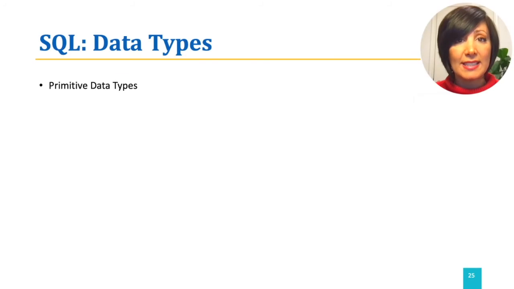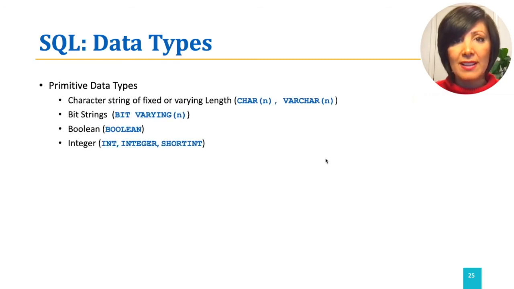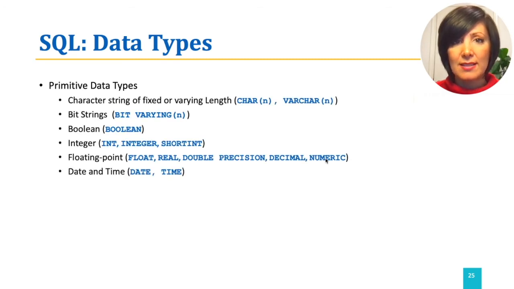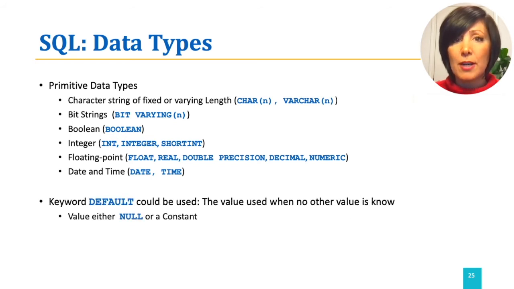Primitive SQL data types to be used to define the field domains include character strings of fixed or varying length, bit strings, Boolean, integer and floating point numbers, and date and time. We can use the keyword default to assign a default value to a field upon table creation.